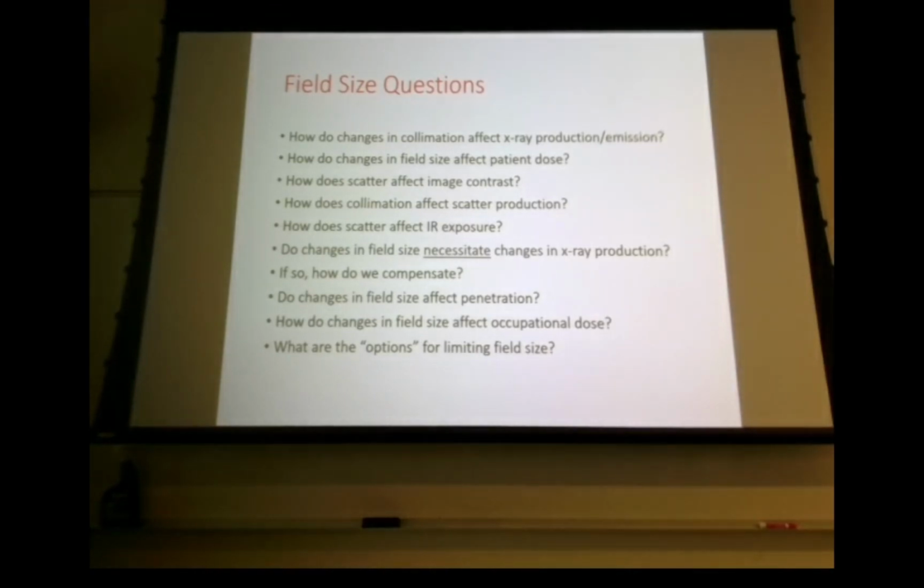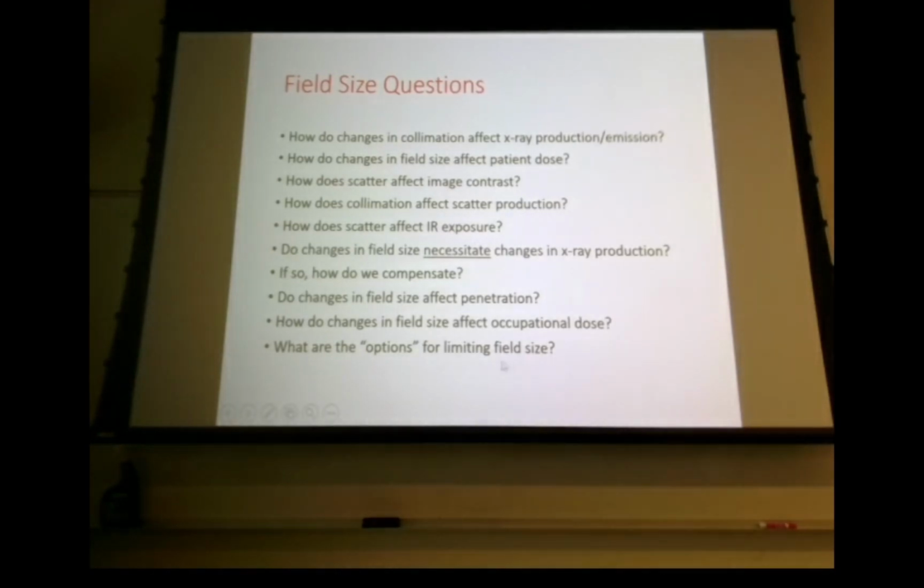So how does it affect occupational dose? Goes down. It goes down, exactly. So if you have to be in the room with a patient, you collimate in, then you have less scatter radiation coming off the patient. It would reduce your patient dose.